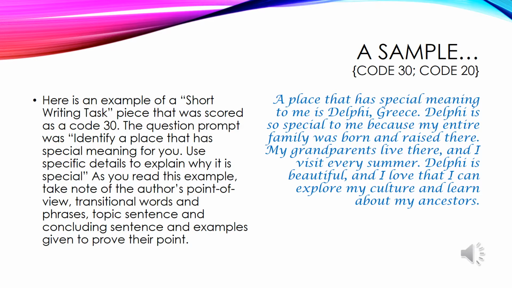Here's another example of a short writing task piece that was scored as a code 30, which is the highest score for content on the OSSLT. A code 20 is given as the highest score for grammar or punctuation. The question prompt was, identify a place that has special meaning for you. Use specific details to explain why it is special.